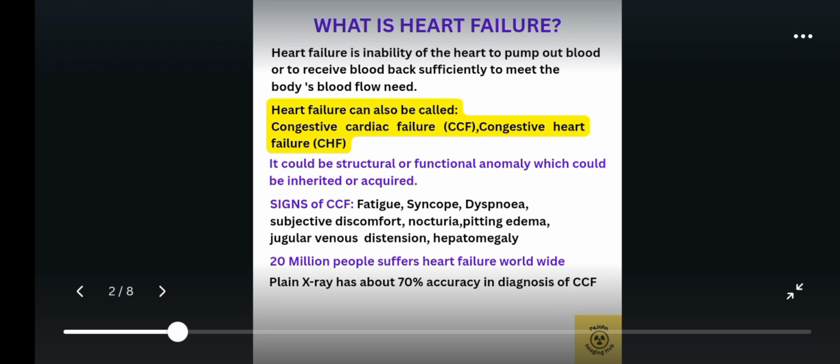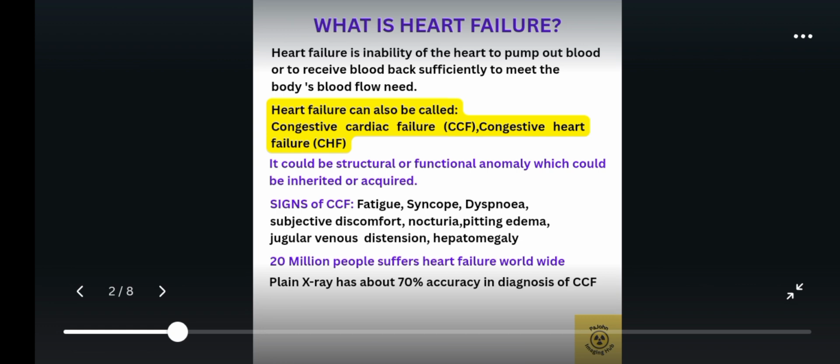They are the same. Heart failure could be caused by structural or functional anomaly, and it can also be inherited or acquired. Inherited means that it can be passed to the children from their parents. This means that heart failure can be caused by defects in the structures of the heart or its vessels. The heart is made up of structures, so a defect in these structures can cause heart failure.